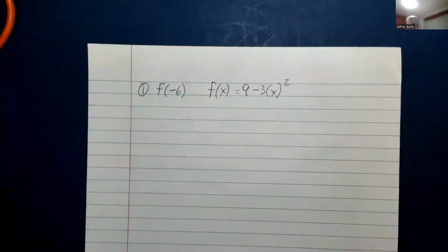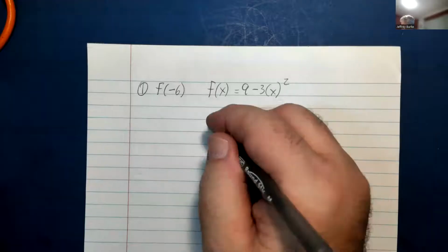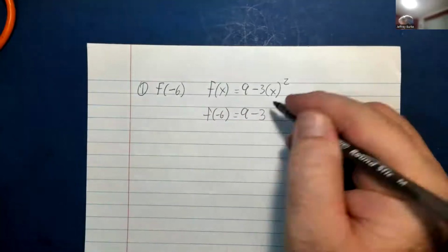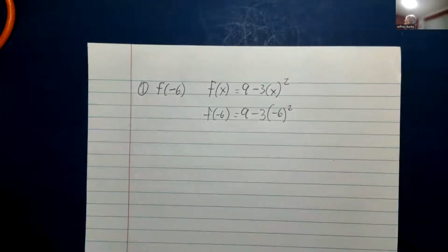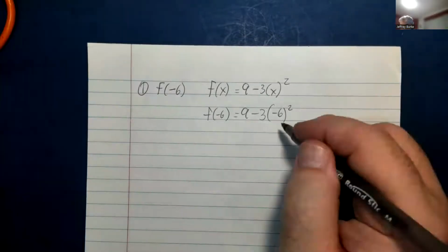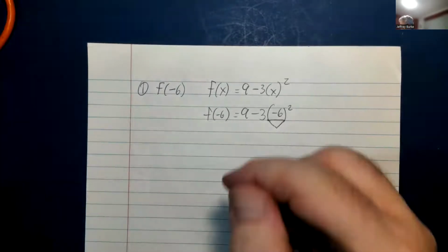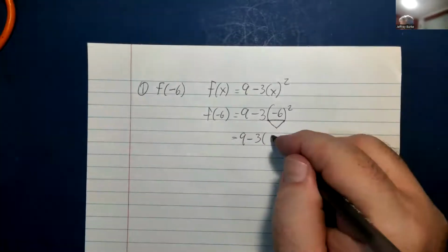Now, you'll see that in the problem, they don't put the parentheses there. But I'm going to put a -6 here. So f of -6 equals 9 minus 3 times -6 squared. If you have a calculator, most calculators will do this for you automatically. Otherwise, if you have a less sophisticated calculator, you may need to be cautious about how you do order of operations. First, you want to take care of the exponents. So this would be 9 minus 3, and then -6 squared is going to be positive 36.